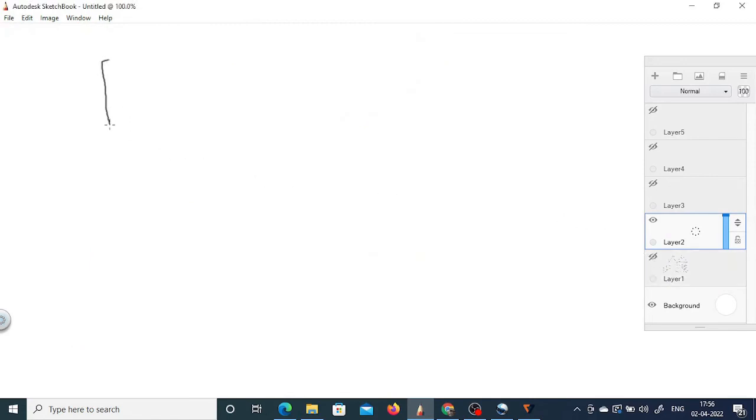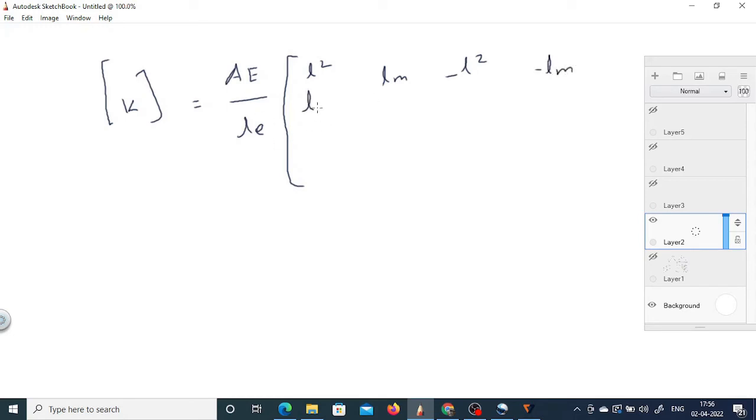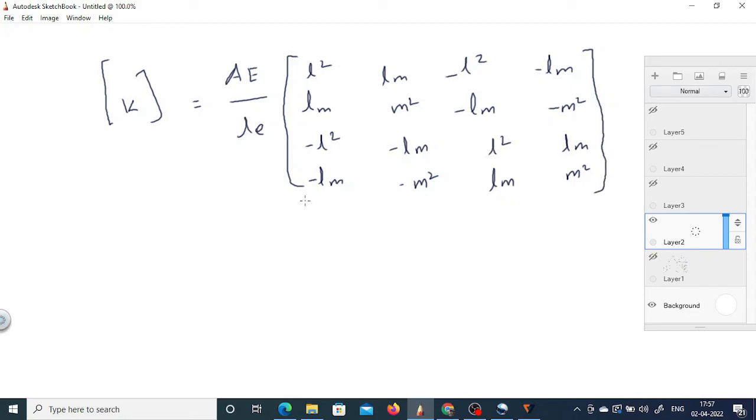After that, the important thing is to write the stiffness matrix. The stiffness matrix is called K. So K is AE divided by LE, times the matrix with rows: L square, Lm, minus L square, minus Lm; Lm, m square, minus Lm, minus m square; minus L square, minus Lm, L square, Lm; and the fourth row minus Lm, minus m square, Lm, m square. We already discussed in the previous slide how to identify L and m. From this we can easily identify the stiffness matrix of the given problem.